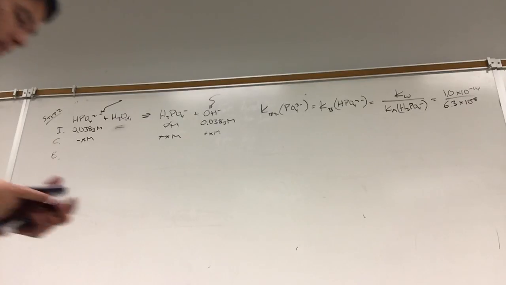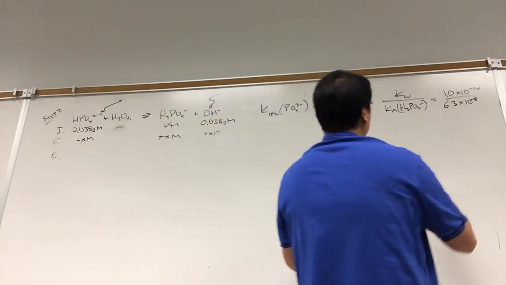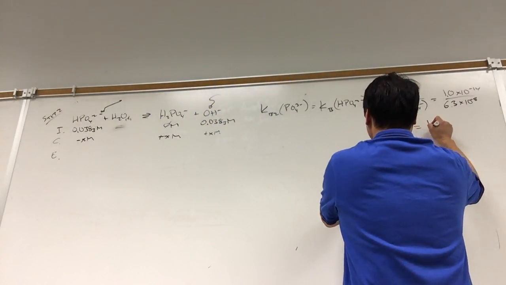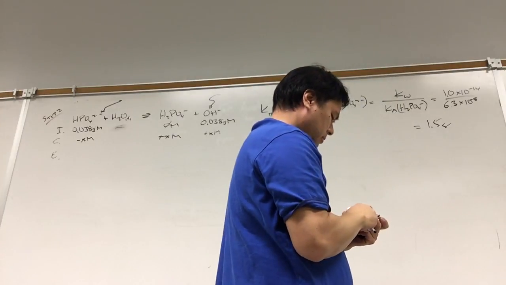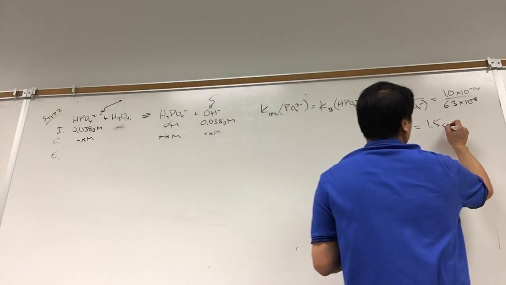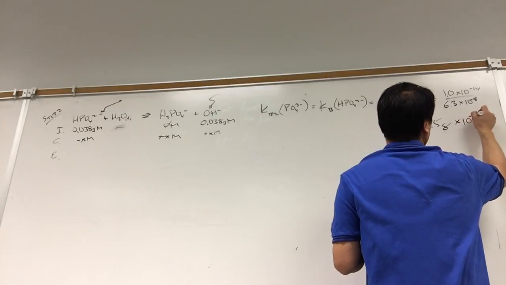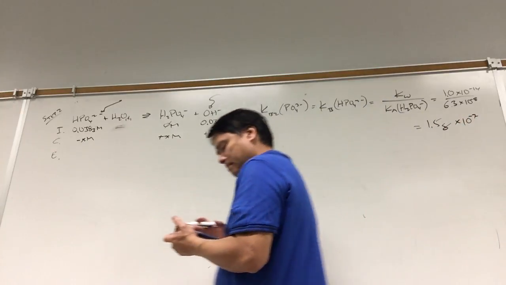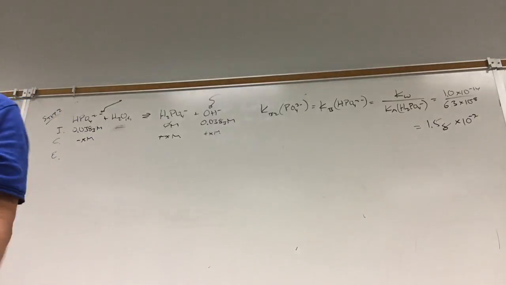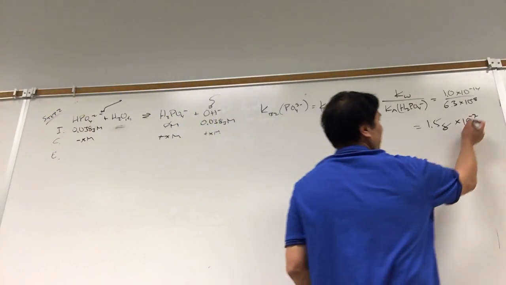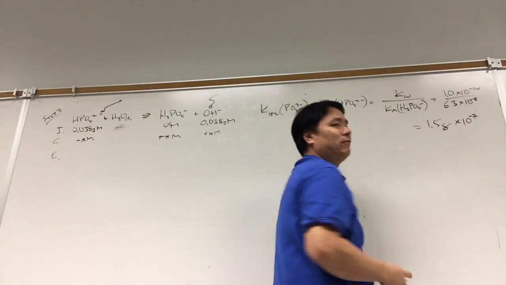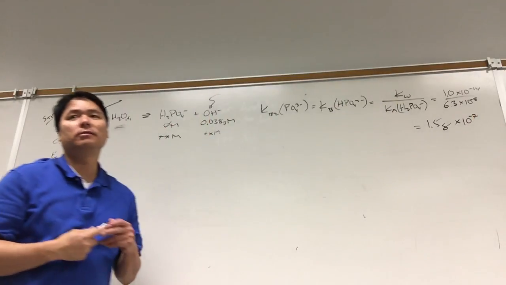Which gives me a KB value of 1.58 times 10 to the negative 7. Is that what you guys get? Yes. Okay. Well, that KB is quite a bit smaller. This KB is orders of magnitude, like 5 orders of magnitude smaller than the previous one.